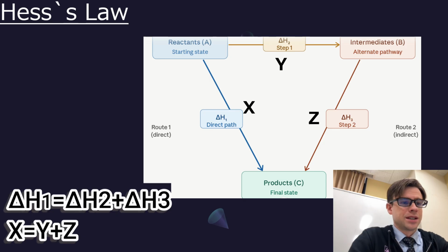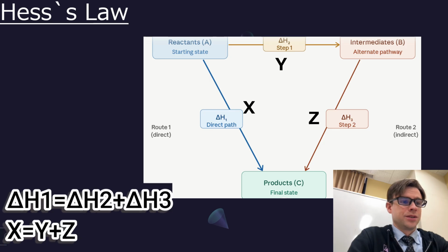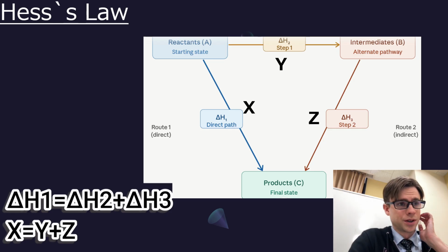So we can say we know that delta HX, delta H1, is equal to delta HY plus delta HZ. You can either go the direct path or multiple steps in a different direction. But if you finish with the product C, you can say this, delta HX equals delta HY plus delta HZ. And you might be able to solve for some unknowns if you have enough information.